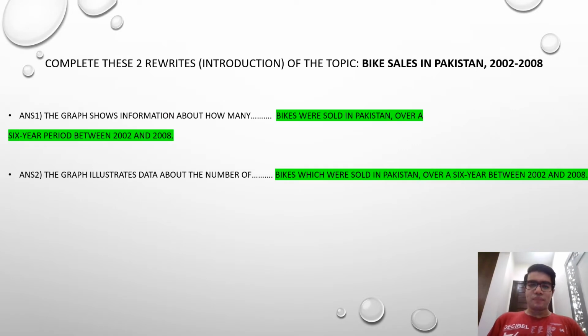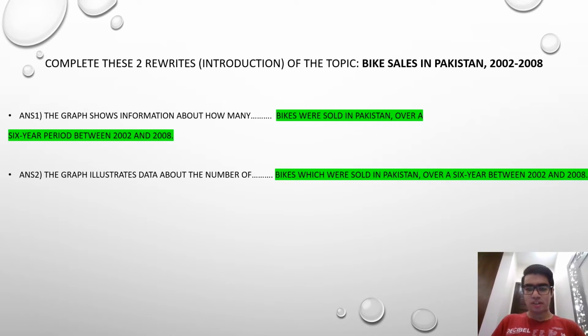So I'll also complete these two rewrites of an introduction. Just imagine that there's a chart and it shows the bike sales in Pakistan between 2002 and 2008. Okay. So the first format would be that the graph shows information about how many bikes were sold in Pakistan over a 6-year period between 2002 and 2008. So you could start by saying the graph shows information about how many bikes were sold in Pakistan over a 6-year period between 2002 and 2008.